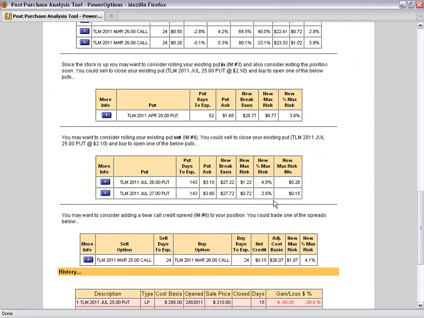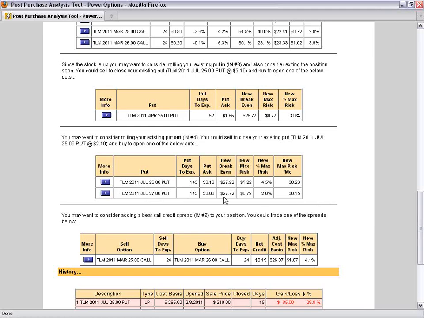Here's a choice. Here's what I was referring to. It's a little bit closer, talking about 2.8% for that income method number 1 to 2.6% with an income method number 4. Selling to close my current July 25 put for 210, buying to open my 27 put now for 360. I'm adding $1.70 into the position for a payout of 2 points higher. Well, that's really only generating about 30 cents extra, isn't it?